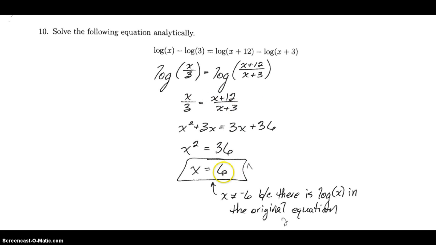Now here we do get x equals positive 6 and negative 6. The negative 6 is an extraneous solution because look up here, we could not have log of negative 6 in the original. Negative 6 would not be in the domain, and so because of that, we only keep the positive 6.